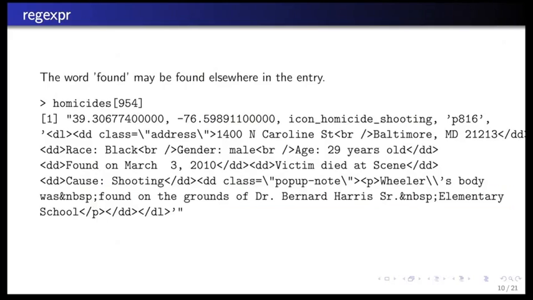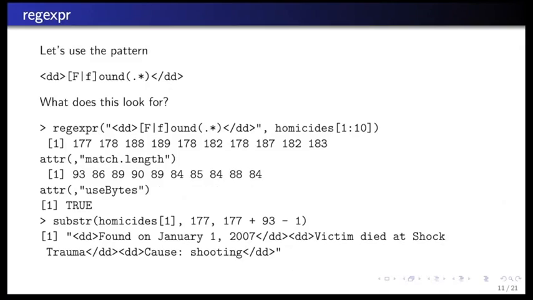So one thing you can do is say, well, in this string, the pattern is always this angle bracket DD, angle bracket found on, and then the date. So maybe we'll include that little bit just to separate it out from other places where the word found may occur in the string. So we can use the pattern. I've got the DD tag, and I've got found, which could be capital F or lowercase f, a character class.